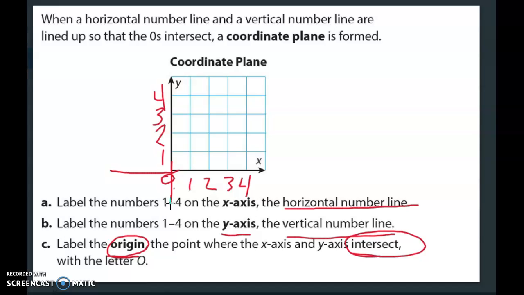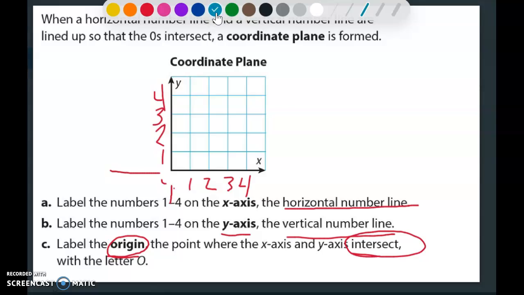So that's a 0, and they want us to plot that with the letter O. I'm actually going to do that in a different color. So let's see. Let's do blue. So this was 0. I'm going to put a little dot, and I'm going to call that O.